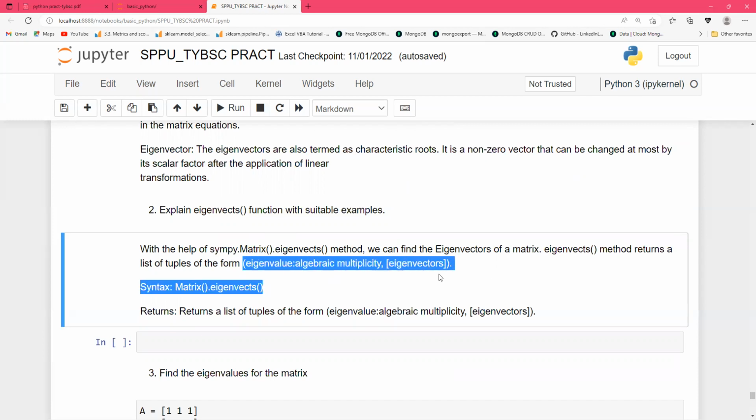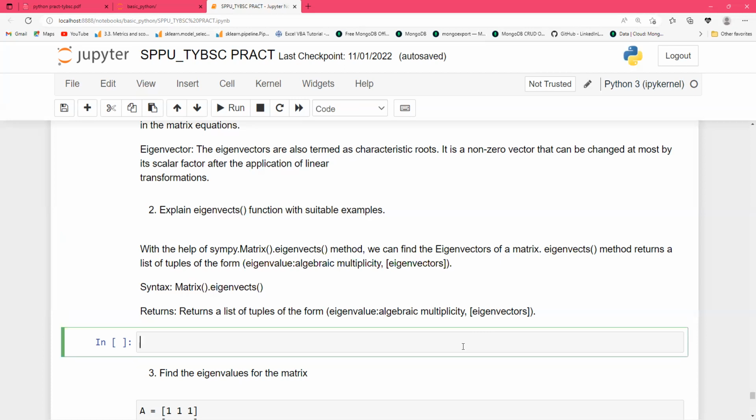So what will be written, guys? Let us see. This highlighted point will be written. First it will give the eigenvalue, then the algebraic multiplicity and the eigenvector. So you get these three things in the output. The syntax is matrix dot eigenvects. Suppose we have imported the matrix as A, then you can simply write A dot eigenvects and you will get the eigenvectors. It returns a list of tuples of the form: eigenvalue, algebraic multiplicity, and the eigenvectors.